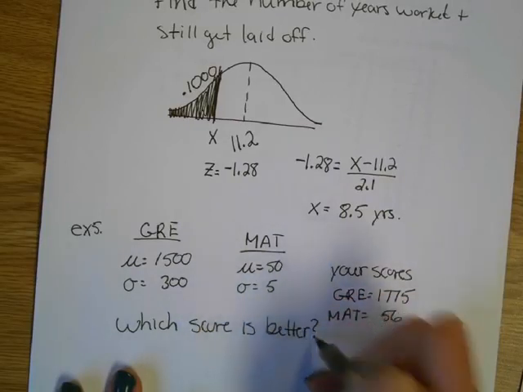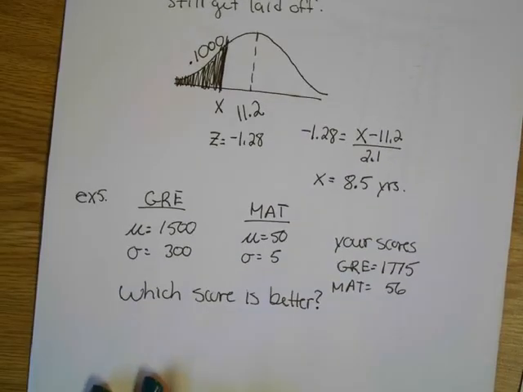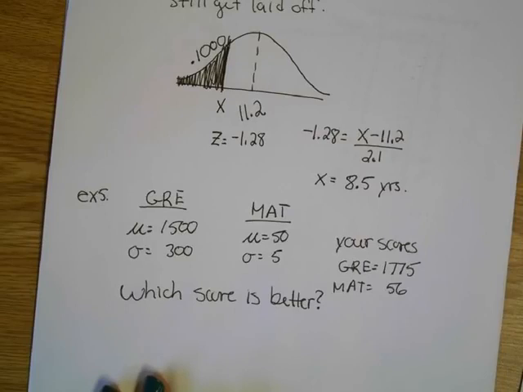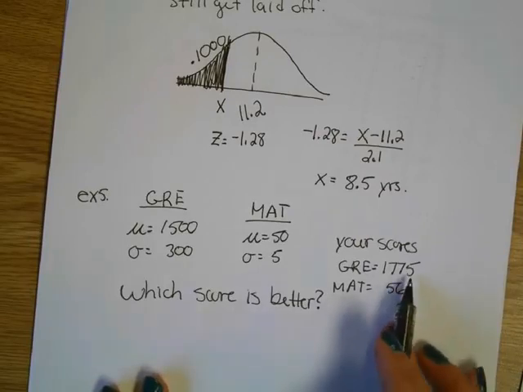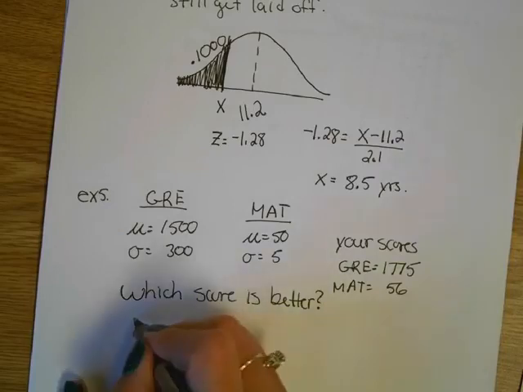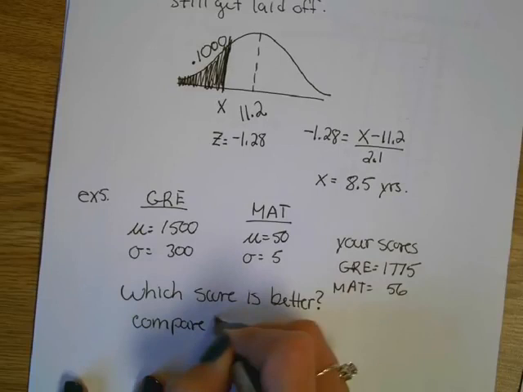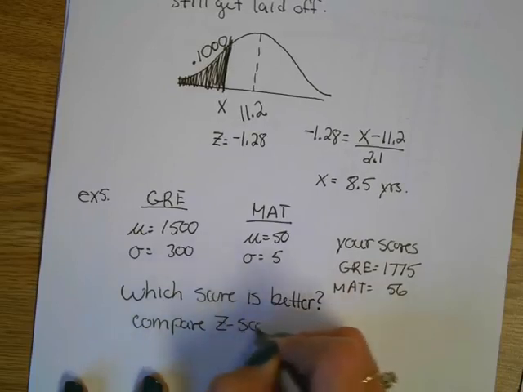Why? How do you know it's farther? You have to find the z-score. More than one deviation, yes, and the other one's less. More than one standard deviation away. This one's less than one standard deviation. Yes, you're comparing z-scores. You can't compare this score to this score. You can only compare z-scores. So exactly right. Compare z-scores.